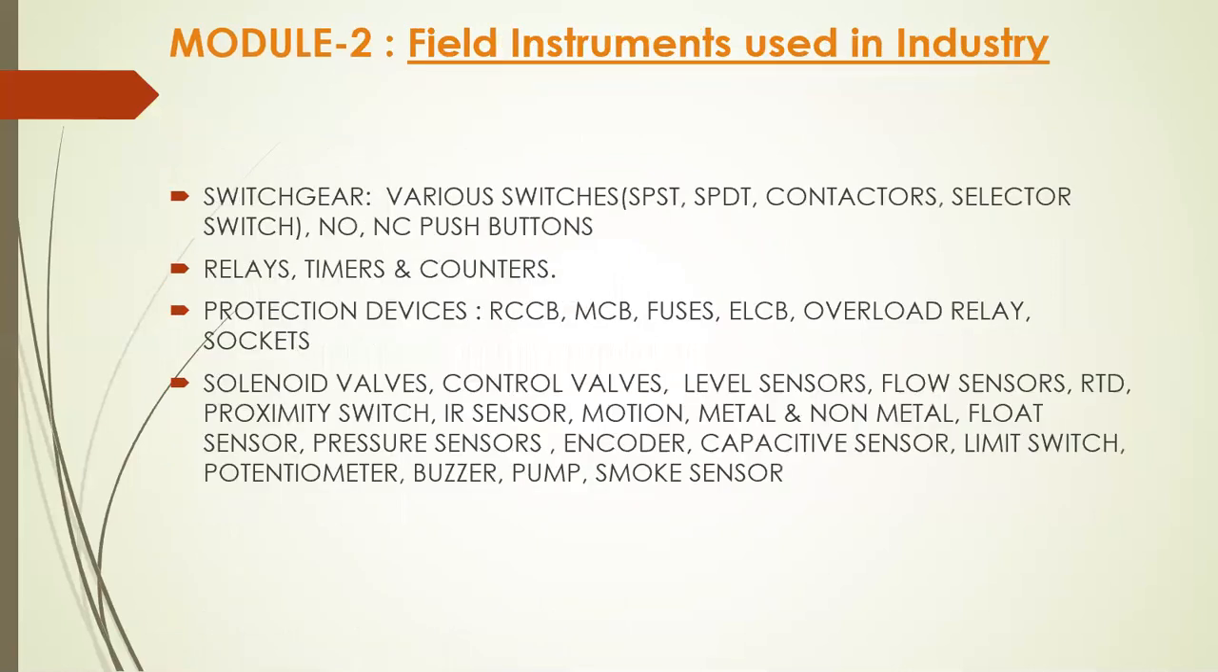Then comes field instruments. In this module, we are going to cover switchgear, sensors, and actuators. Switchgears are the products which are used in the industry as a switch, when it comes to the electrical industry. So what all things will be covered in switchgear? The parts of switchgear: contactors, selector switches, toggle switches, NO/NC push buttons, and then MCCBs, RCCBs. Different types of sensors and actuators will also be covered in this module.